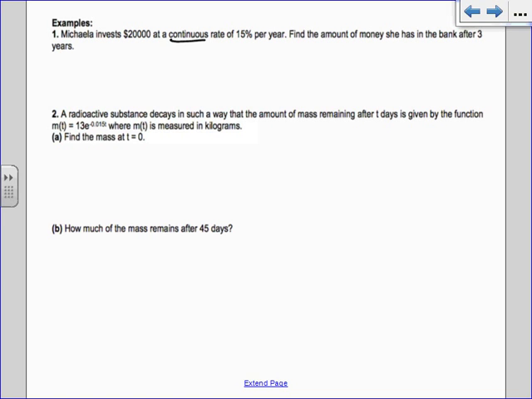It's kind of strange. All right, so anyway, we have A of t equals Pe to the rt, because we saw the word continuous. We're saying, how much does she have after 3 years? The time is 3. She started with $20,000. She has e. Your rate is 0.15, right? Always write it as a decimal. And then the time is 3. If you write it like that, that's fine on your homework, and on your test. Just make sure you put it in correctly.